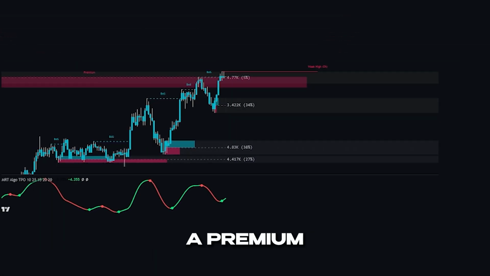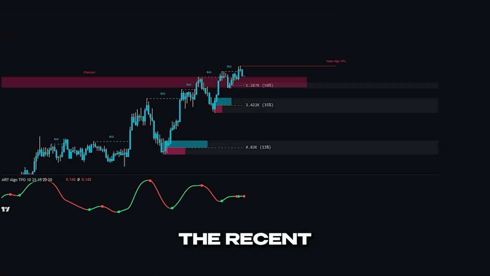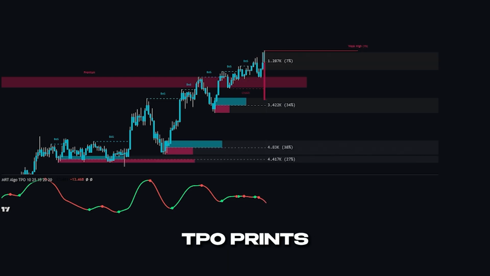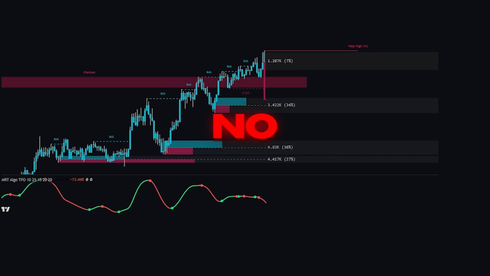Price is climbing into a premium zone, and the toolkit highlights the recent high as strong. That's your green flag. Price will likely respect this level and retest. As expected, price retests this level, and the TPO prints a red dot, telling you sellers are stepping in. Do you short immediately? No, you wait.